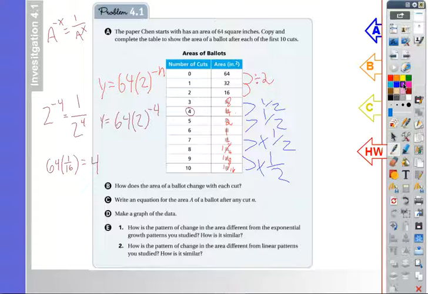Okay, so the equation I did was y is equal to 64 over 2 to the x, which is number of cuts. So this will also work. But does someone have another way of doing it? This is really cool. We're getting 3 possible equations.